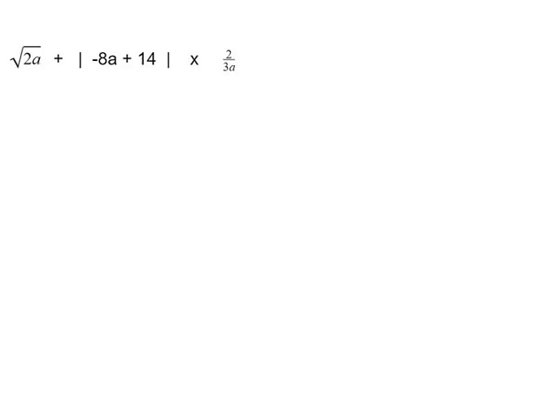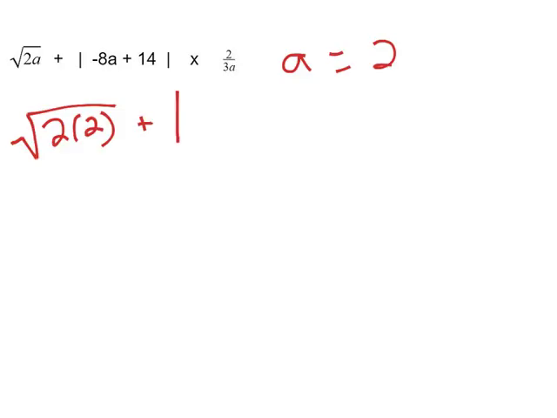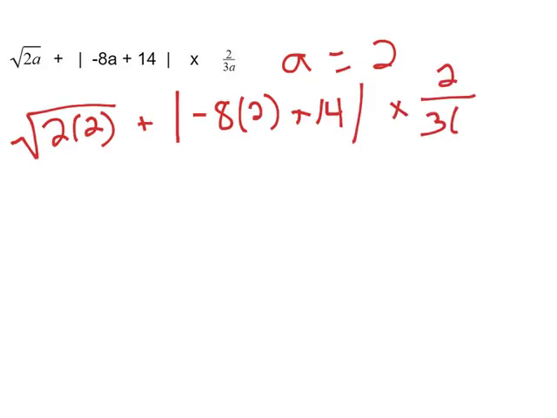Our last question involves absolute value. And so in this question, A is going to equal 2. Okay, I wrote this one myself. So let's rewrite this equation. 2 times 2 plus, the up and down line means absolute value, so that's going to be negative 8 times 2 plus 14, absolute value, times 2 over 3 times 2. You're most likely not going to see a problem this difficult, but you may see a problem that involves absolute value. So, let's remember our PEMDAS.